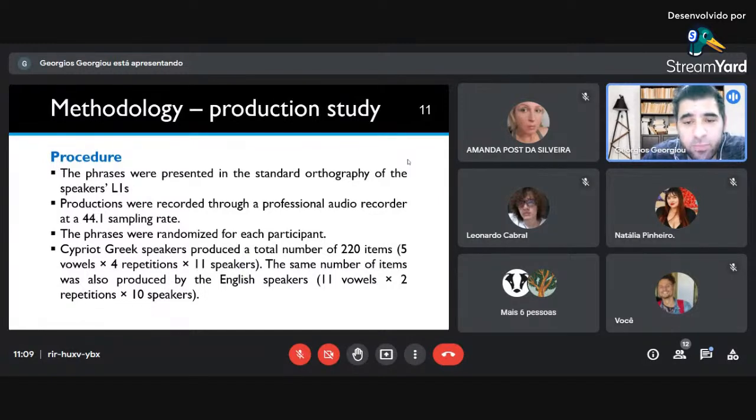The phrases were randomized for each participant, and the Cypriot Greek speakers produced in total 220 items, and the English speakers actually produced the same number of items.